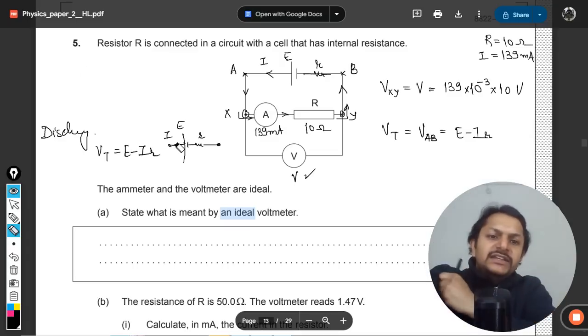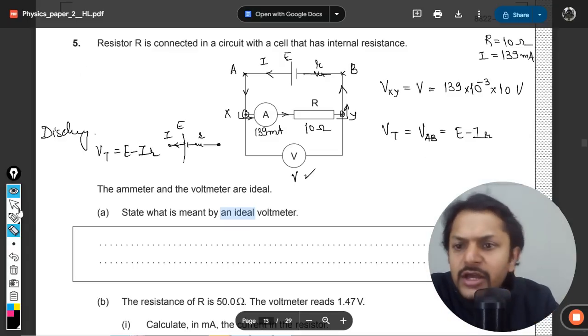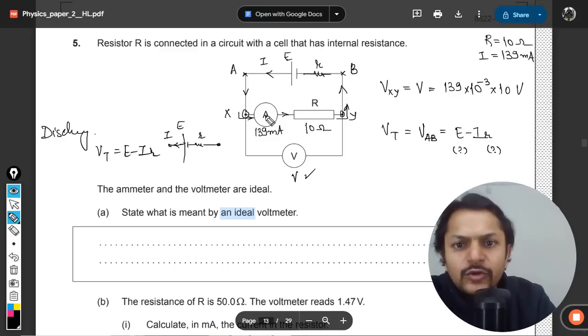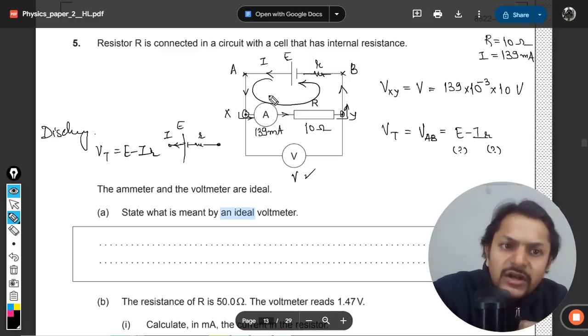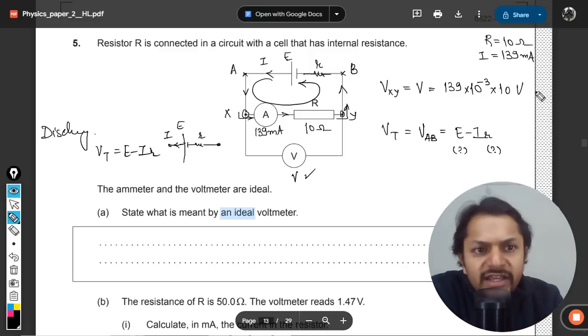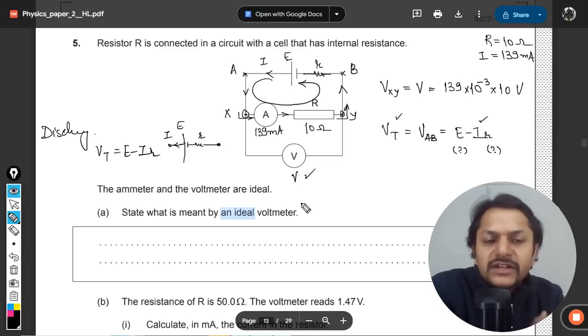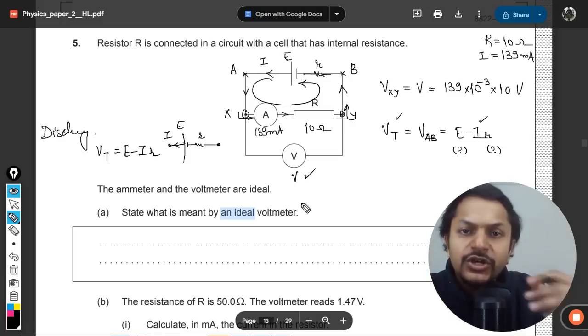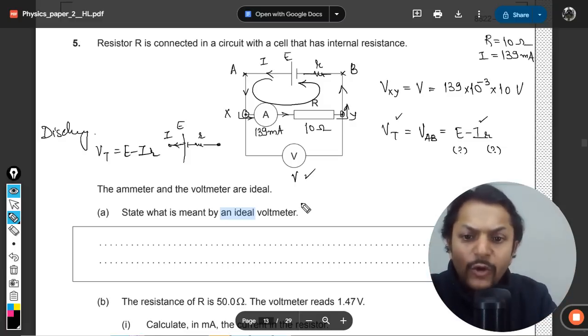Now Vt is given as E minus Ir, but there are two variables. E is not known, and r is also not known, but the same current is passing through the circuit. So the current is known to us, and Vt is known. There are two unknowns and we are not able to solve this equation. We want to create a second equation to solve it. How can we do that?